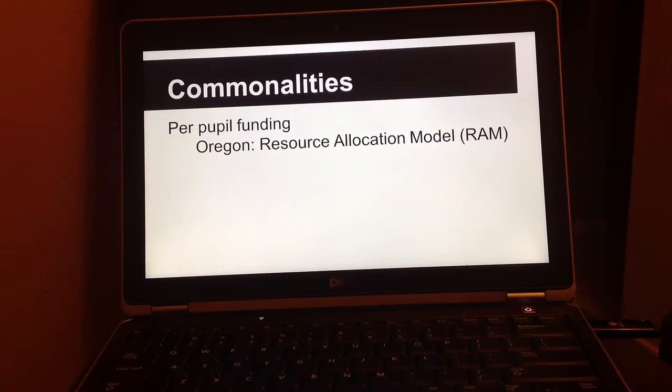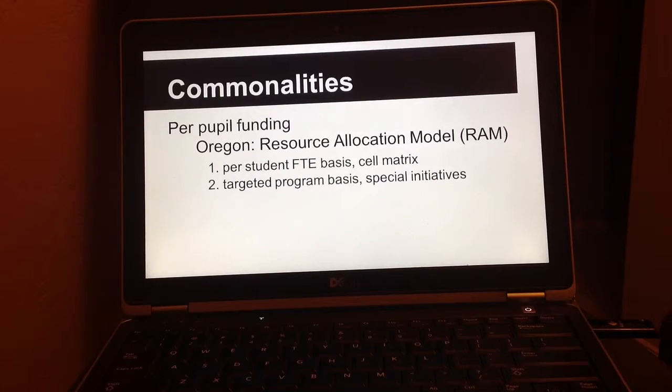One of the more extensive formulas that's being used right now is in Oregon, ironically. The resource allocation model, or RAM, that they have put into place is looking at two key pieces. That first key piece is the per student full-time enrollment basis. It's a cell matrix, very similar to what we do here. It's based on just truly the attendance in those seats. But they have put in place a second piece here, which is really focused on their special initiatives. So they now have a targeted program basis as well, besides just that per full-time enrolled student basis.